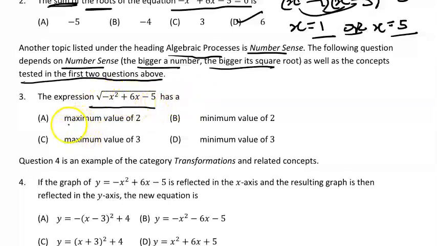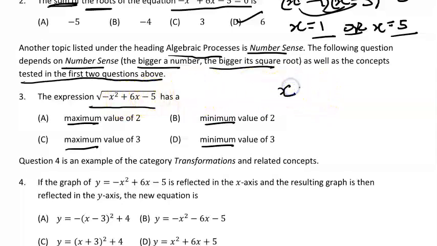So once again, the concept of maximum value of 2, minimum value of 2, maximum value of 3, and minimum value of 3. So once again, how do we find the maximum or minimum value, which is the y value of our turning point? So it will be as follows. Because our equation is given in the standard form, there are two ways you can do it.